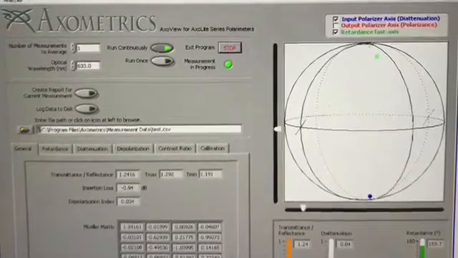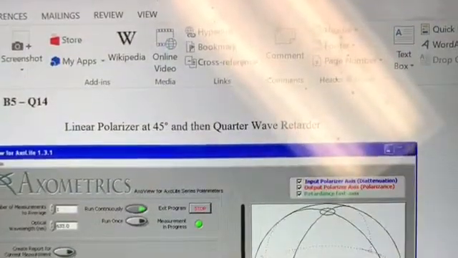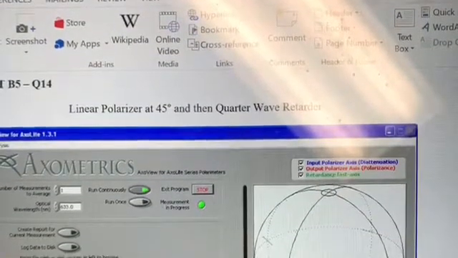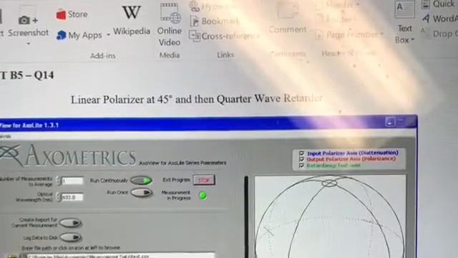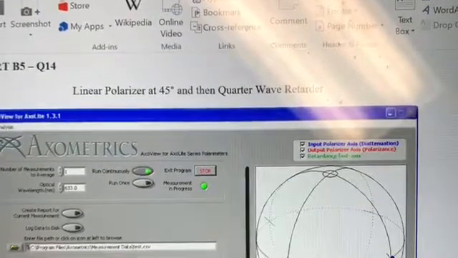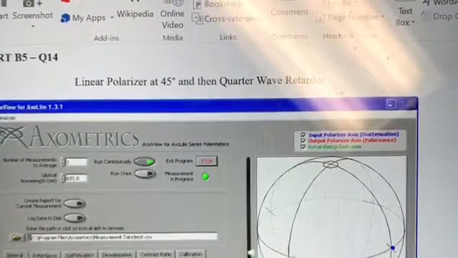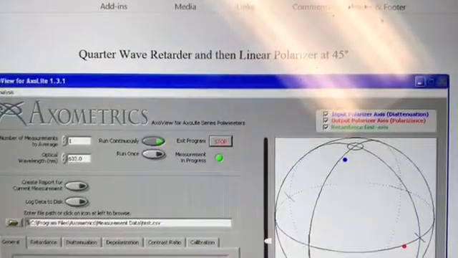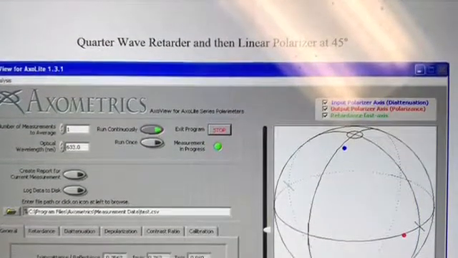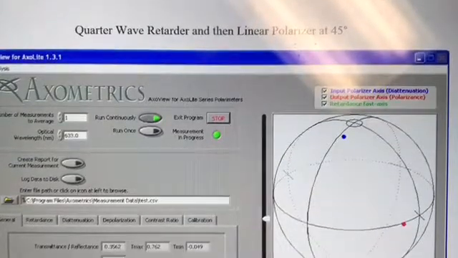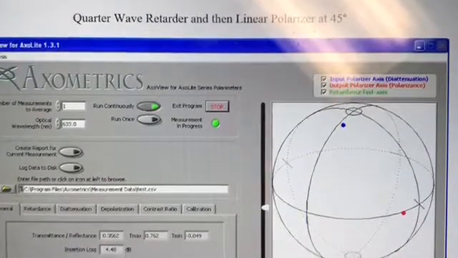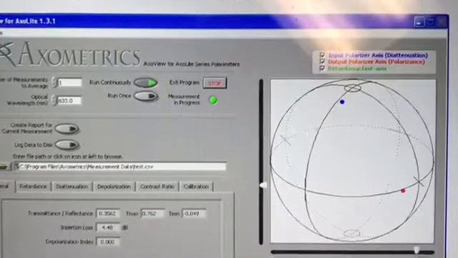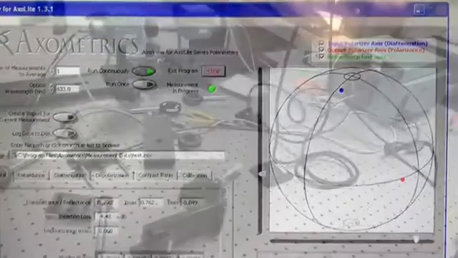In section B5, we examine creating circular polarizers by combining linear polarizers and quarter wave retarders. As you can see here, the linear polarizer at 45 degrees followed by a quarter wave retarder created circular polarization, which is what we wanted. However, when the linear polarizer was placed after the quarter wave retarder at 45 degrees, we were not able to get circular polarization. This makes sense as you are inputting circularly polarized light into a linear polarizer.